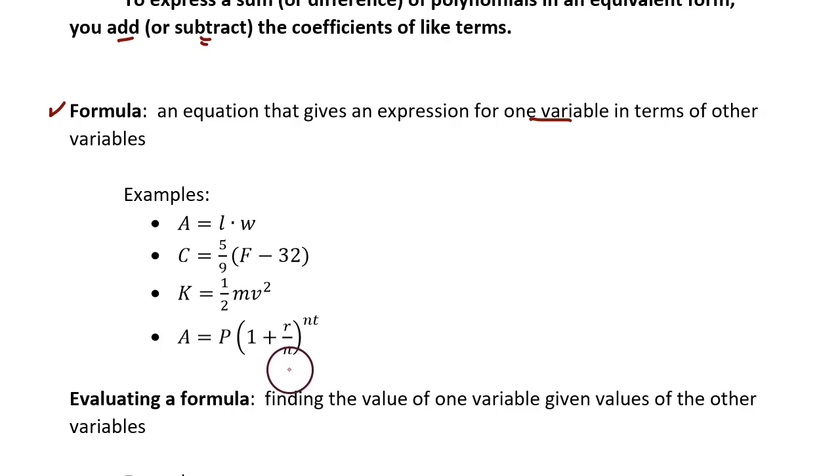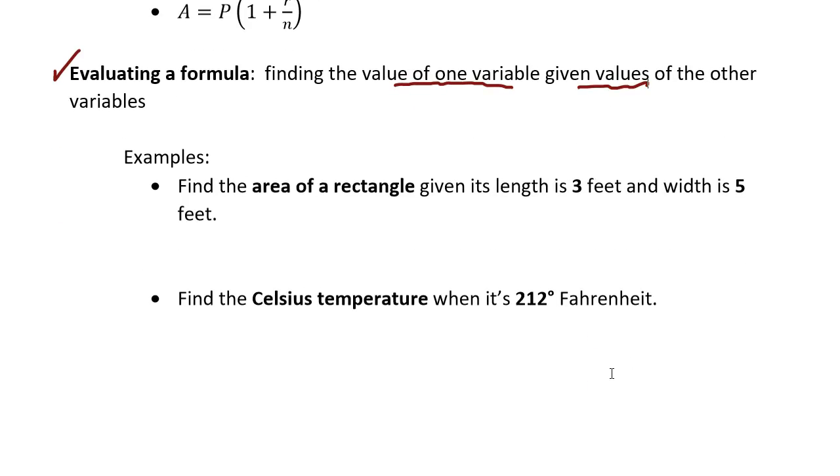We can evaluate a formula by finding the value of one variable when given values of the other variables. Let's try two examples. Find the area of a rectangle given its length is 3 feet and its width is 5 feet. The formula that applies is A equals L times W. We want to find the answer for A when we know the length and the width. Substitute 3 for length and 5 for width. And 3 times 5 is 15. Area is measured in square feet.